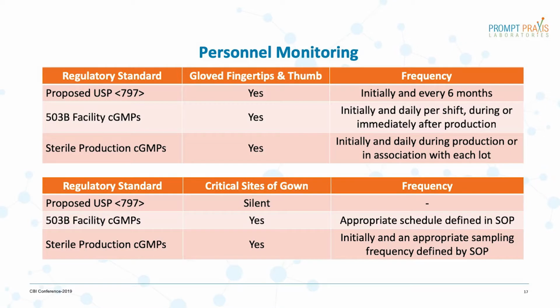Critical sites on the gowns. As you gown up, the USP is silent about that. 503B says, yes, you define it. What are the appropriate locations on that gown that you're wearing during aseptic manipulations? And again, for sterile fill, they also indicate initially and at appropriate samplings per your SOP that you create for that activity.